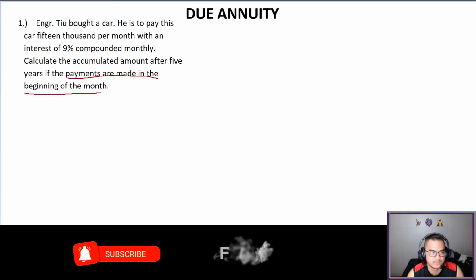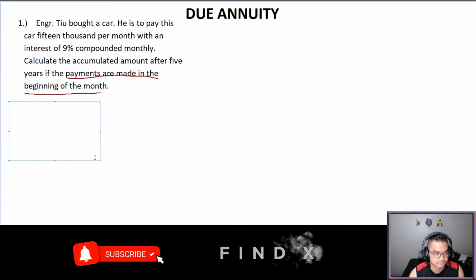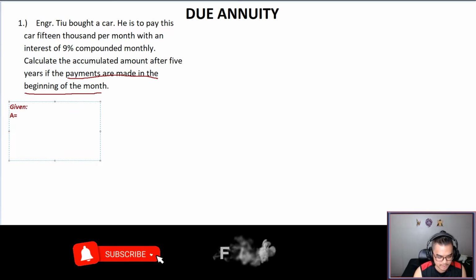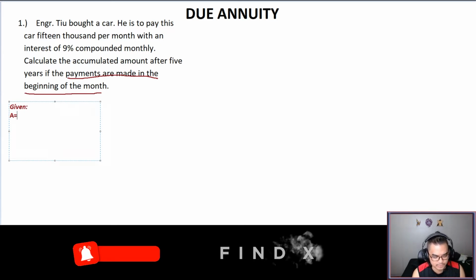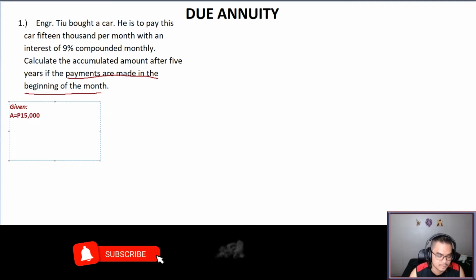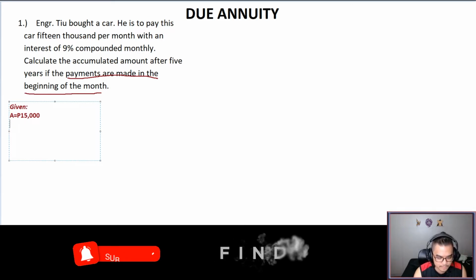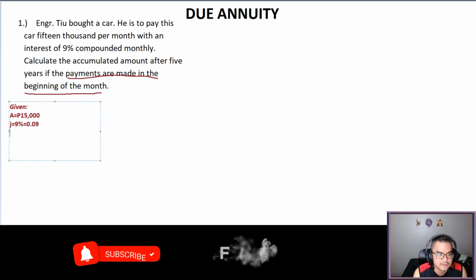Let's put all the givens first. He is to pay 15,000 per month. That is your annuity, because that is the amount being paid every month. So A is 15,000. The interest is compounded monthly. Because of the word compounded, that's a nominal rate of interest, 9%, and you should put it in decimal form again.